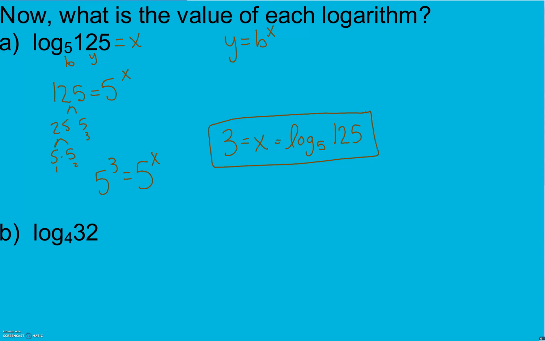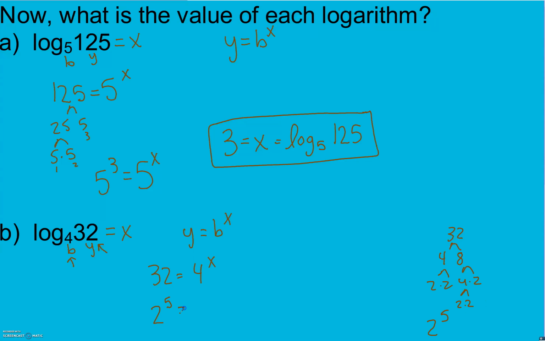Try B, please. Go ahead and pause. Okay. Again, I'm going to set it equal to x. Log base b of y equals x, and y equals b to the x power. So 32 equals 4 to the x power, because we know b is 4, y is 32. 32, we've already said when we did our factor tree, gives us 2 to the 5th power. Again, if you're not sure on that, we take 32, 4 times 8, 2 times 2, 4 times 2, and 2 times 2.